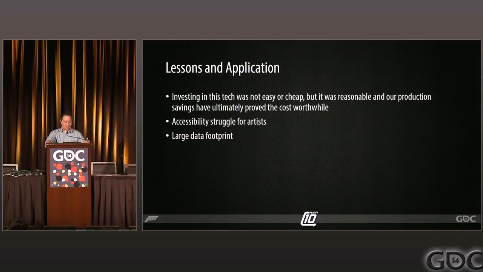So it was tough to get over that initial hurdle of saying we want to actually invest in reference gathering, because it's so unsexy. They're not building the track at that time, so why is that important? So the cost actually ended up being pretty reasonable for what we get out of it, and our production savings here ultimately proved to be really worthwhile. We had a big accessibility struggle for artists. I'll touch on that a little bit more in my next slide.